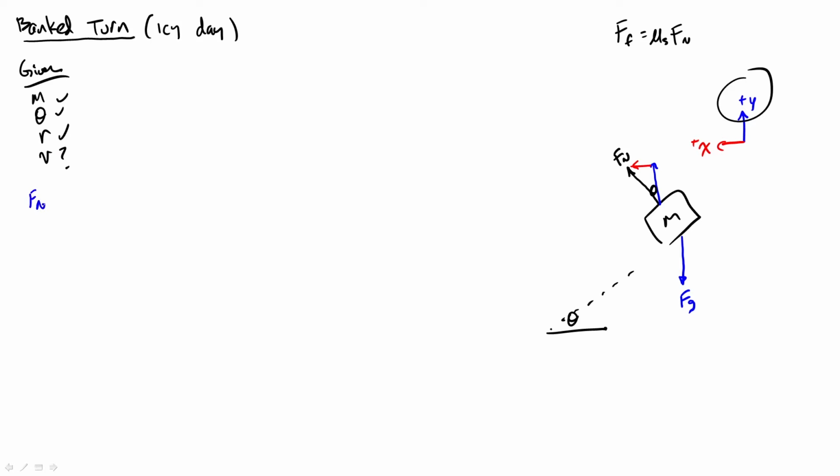In the Fnet y dimension, it has to go to 0. And the reason why it needs to go to 0 is because we don't want a car that will fly off into the heavens, and we don't want a car to sink down into the ramp itself.